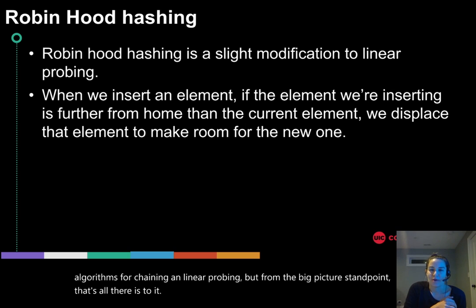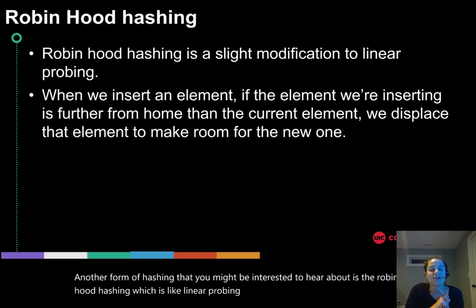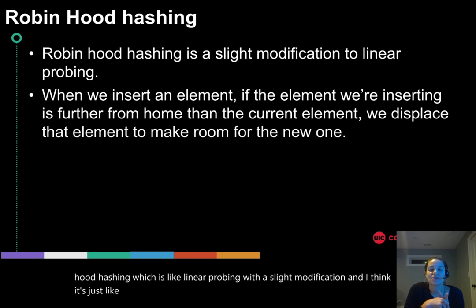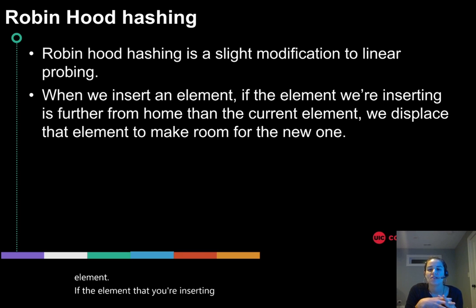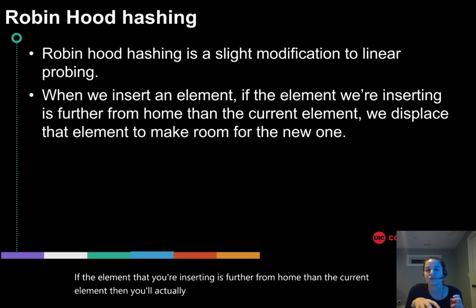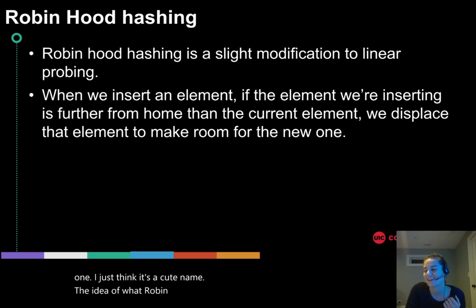Another form of hashing that you might be interested to hear about is Robinhood hashing, which is like linear probing with a slight modification. And I think it's just a fun name. With Robinhood hashing, when you insert an element, if the element that you're inserting is further from home than the current element, then you'll actually displace that element to make room for the new one. I just think it's a cute name, with the idea of what Robinhood is supposed to be. But it's just a slight variation.